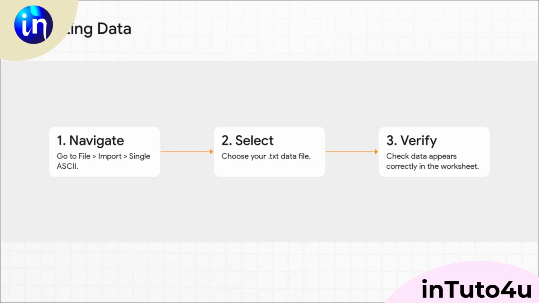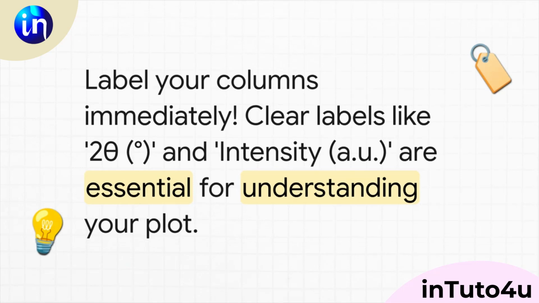All right, let's get that data into Origin. You're just going to navigate up to File, then go down to Import and click on Single ASCII. A window will pop up, you find your text file, and boom! Your data should be sitting right there in an Origin worksheet ready to go. Okay, here's a tiny step that'll save you a huge headache later. The moment your data is in, label your columns. Just double-click on the headers. This little bit of housekeeping means your final plot will automatically have the right axis labels. It's a small thing, but trust me, it's worth it.